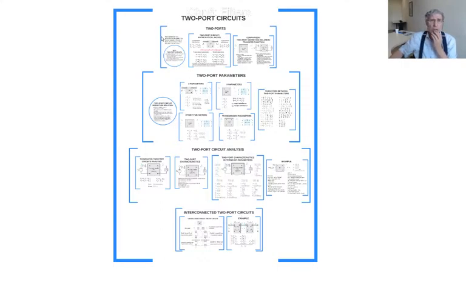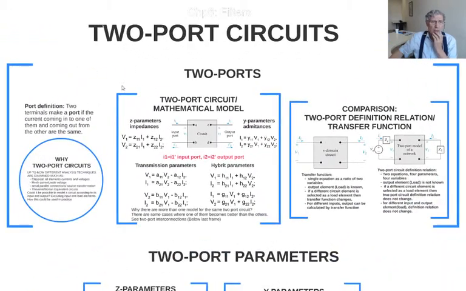Let's go into this first one now. So we've got to define port definition first. If there are two terminals, we say these two terminals make a port if one of the terminals' incoming current is equal to the other terminal's outgoing current. Then these two terminals are called a port, or these two terminals make a port.